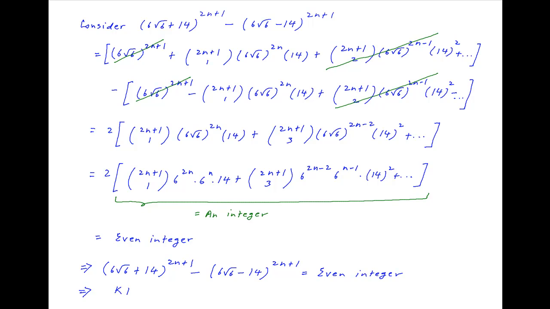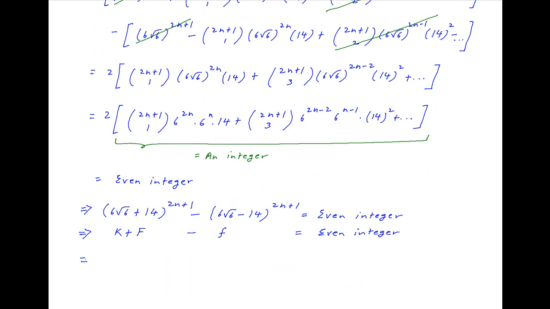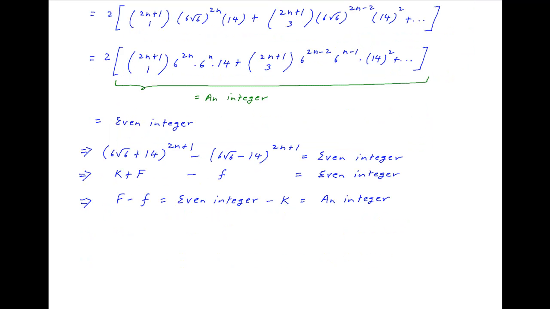Now the first term on the left hand side is equal to k plus capital F, and the second term on the left hand side is equal to small f. Therefore, k + F − f is equal to an even integer. Therefore, F − f is equal to an even integer minus k. Now, since k is an integer, the right hand side is an integer as well. And so the left hand side, F − f, must also be an integer.